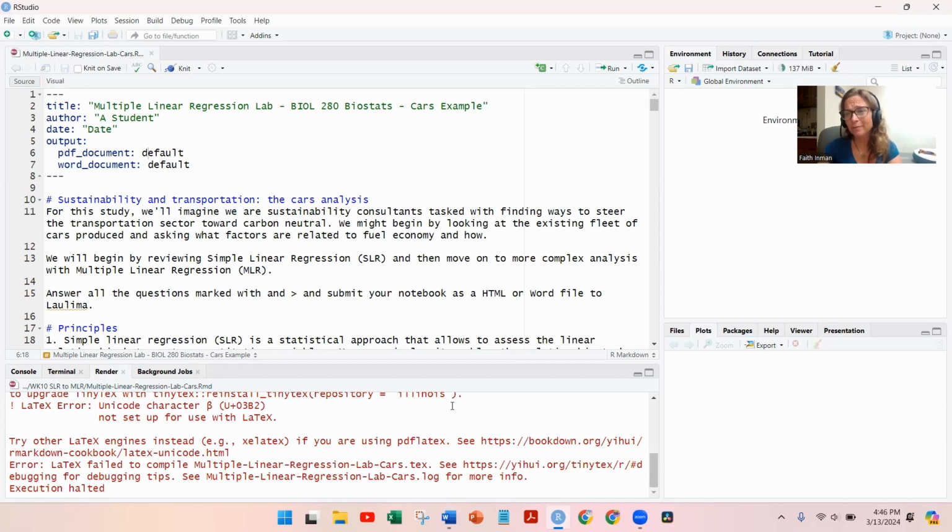But you don't have to. HTML is easy, Word is fine, right? And I'll send you that Word file. And I will send you this file too as an updated version because I changed some things around. Right? Hope that worked out for you.